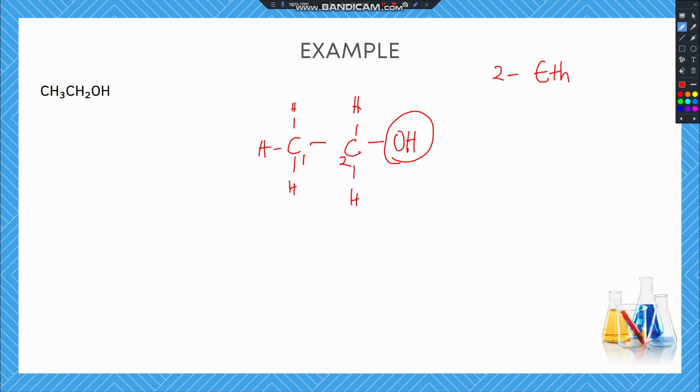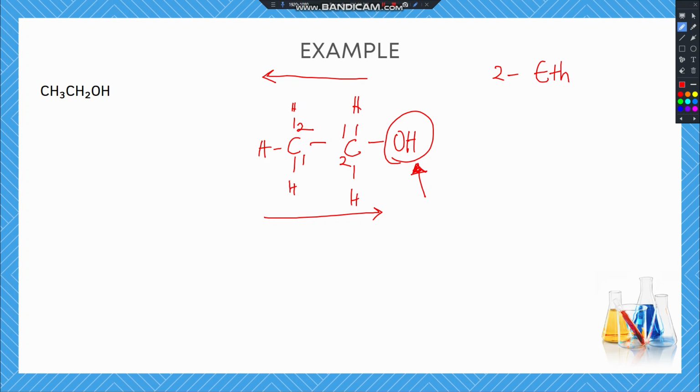Now, are we counting from the left to the right, or from the right to the left? Remember, we have a functional group, which is this guy over here. So we need to count from the end that is closest to the functional group. That tells us that we're counting from the right, number 1, to the left, number 2. So now that we have counted from the right to the left, this is an OH functional group.